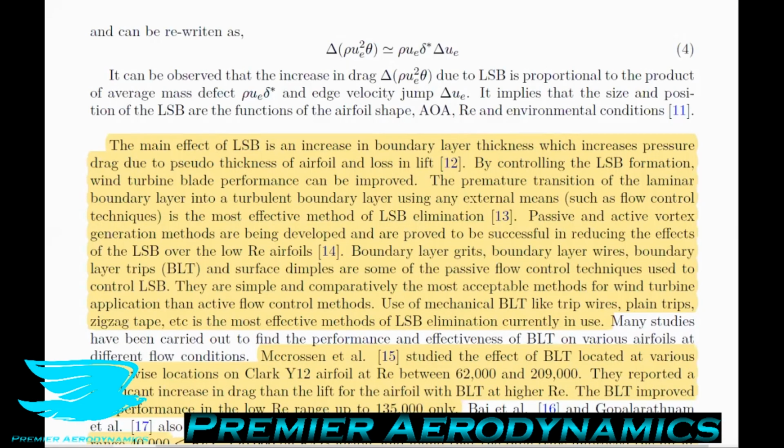So by controlling the LSB formation, wind turbine blade performance can be improved. The premature transition of the laminar boundary layer into a turbulent boundary layer using any external means, such as flow control techniques, is the most effective method of LSB elimination. Passive and active vortex generator methods are being developed and are proven to be successful in reducing the effects of the LSB over the low Reynolds number airfoils.